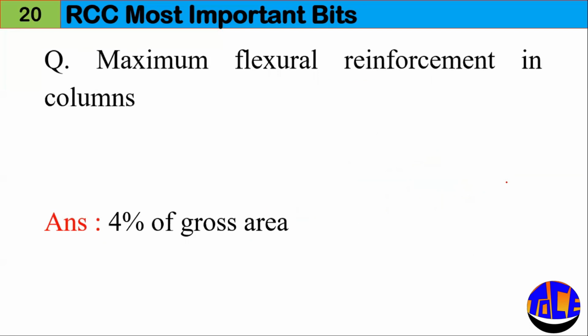Question number 20. Maximum flexural reinforcement in columns. In columns, the maximum flexural reinforcement that needs to be provided is, sorry, here I have given 4%, so it is not 4%, it is 6%. So 6% is the maximum reinforcement in columns, whereas 4% is for beams. 4% is for beams, not for columns. Remember.